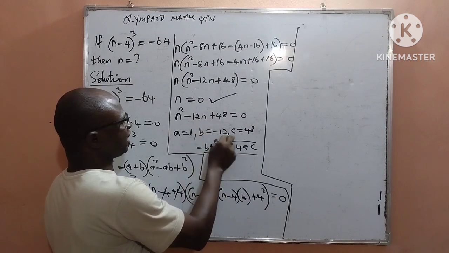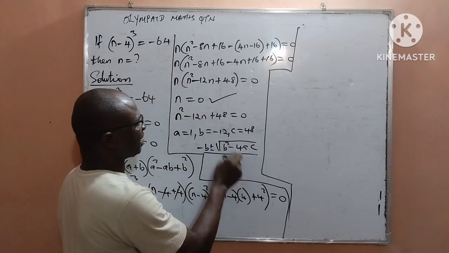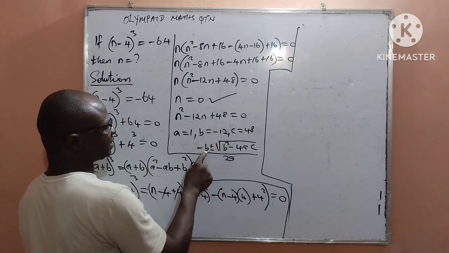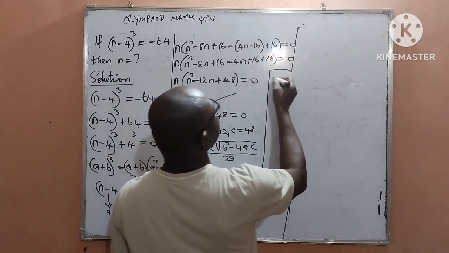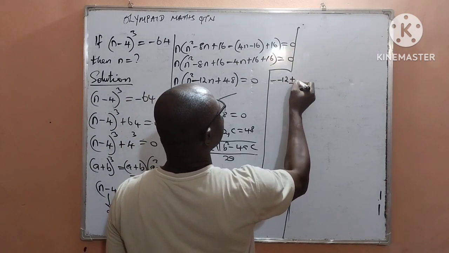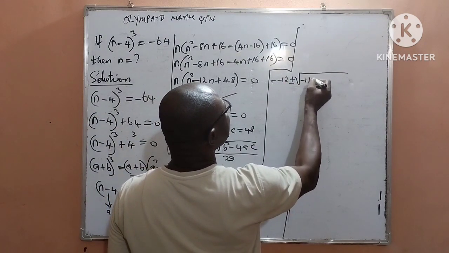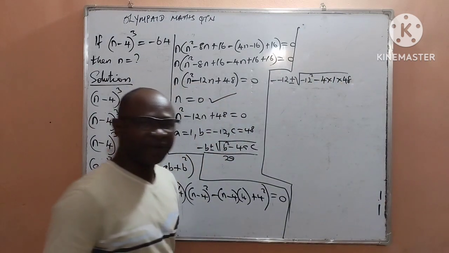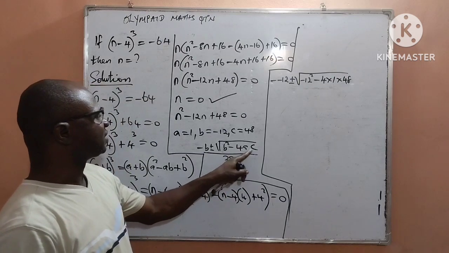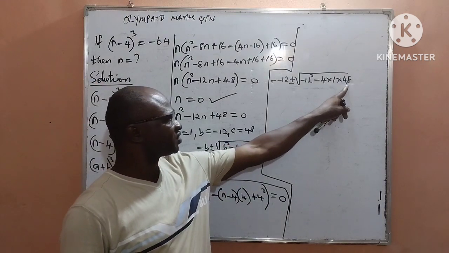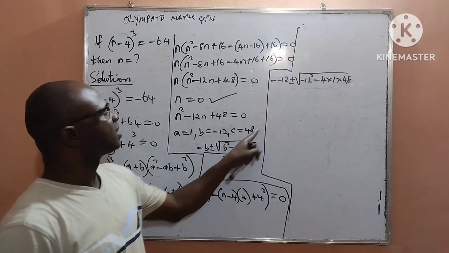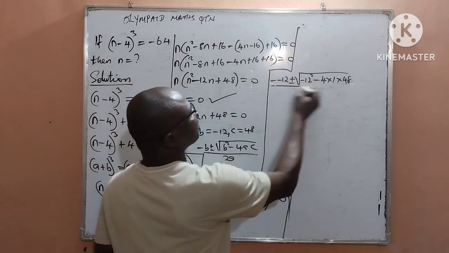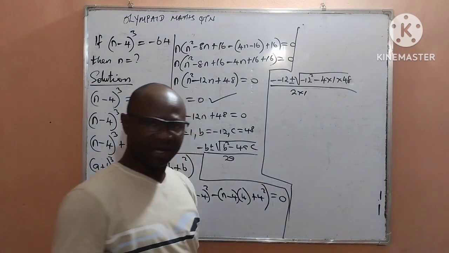I want to put in the values of a, b, and c into this formula, and when that happens, minus 12, because I have minus 12 here as the value of b, then minus b becomes minus 12 plus or minus the square root of minus 12 squared minus 4 multiplied by 1 multiplied by 48. What have I done? I have replaced the values of a and c, where a is 1, c is 48, as you can see from here. And also b squared is minus 12 squared. At the denominator, I have 2 multiplied by a, and a is 1.